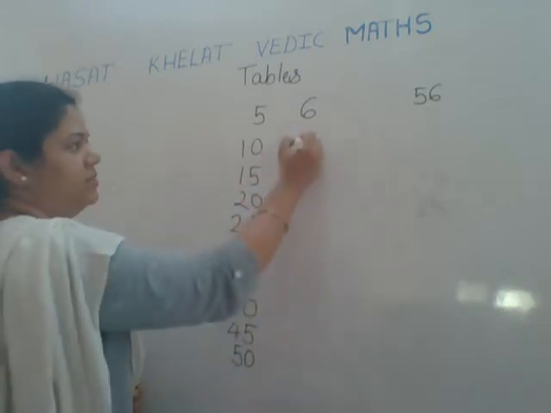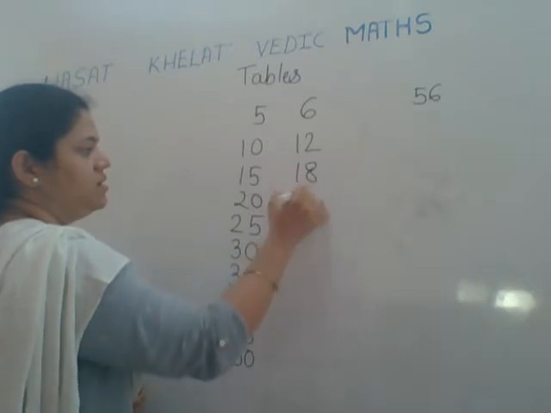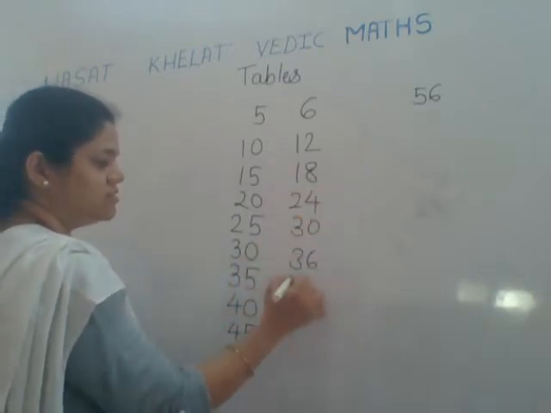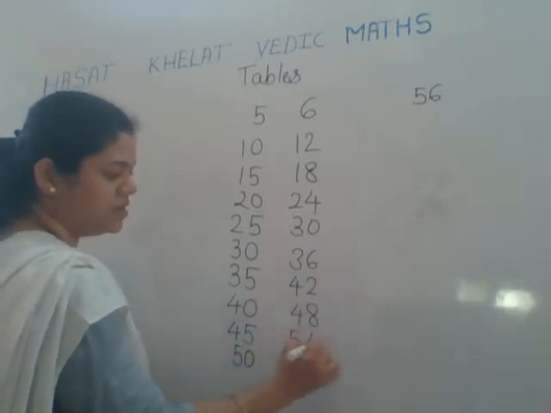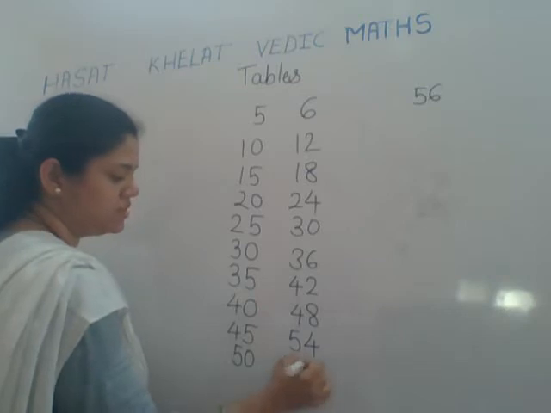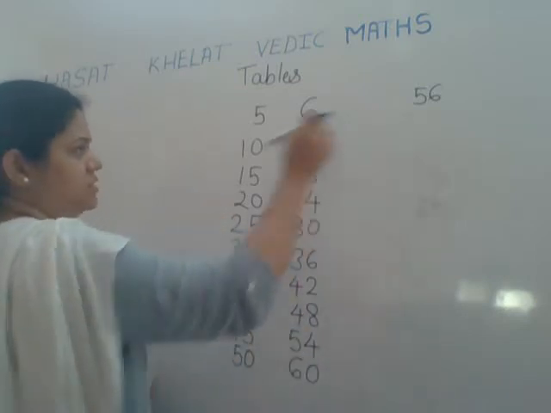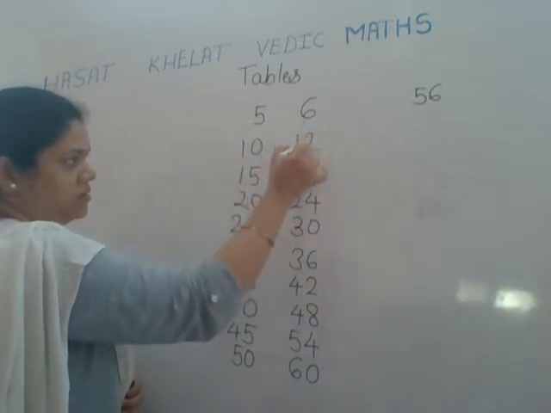Okay, I wrote the 5 table. Now I will write the 6 table. 6 twos are 12, 6 threes are 18, 6 fours are 24, 6 fives are 30, 6 sixes are 36, 6 sevens are 42, 6 eights are 48, 6 nines are 54, and 6 tens are 60. Okay, now the 56 table.